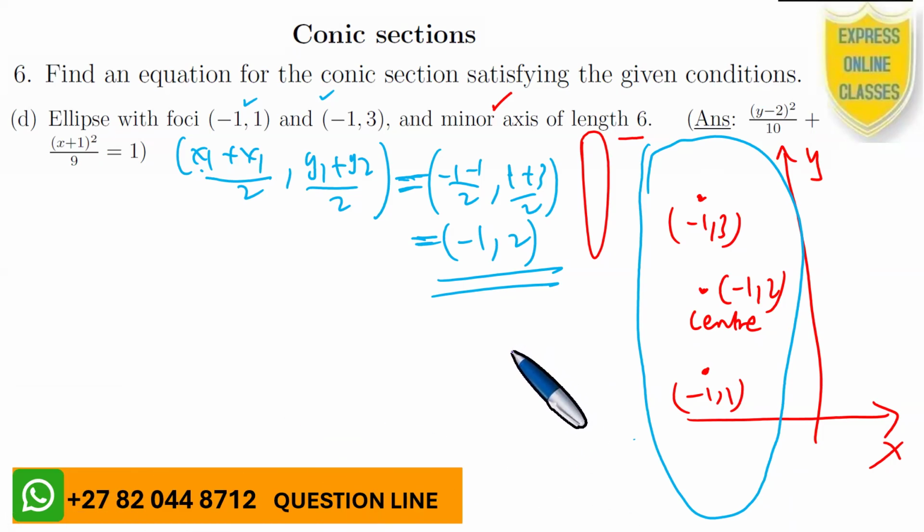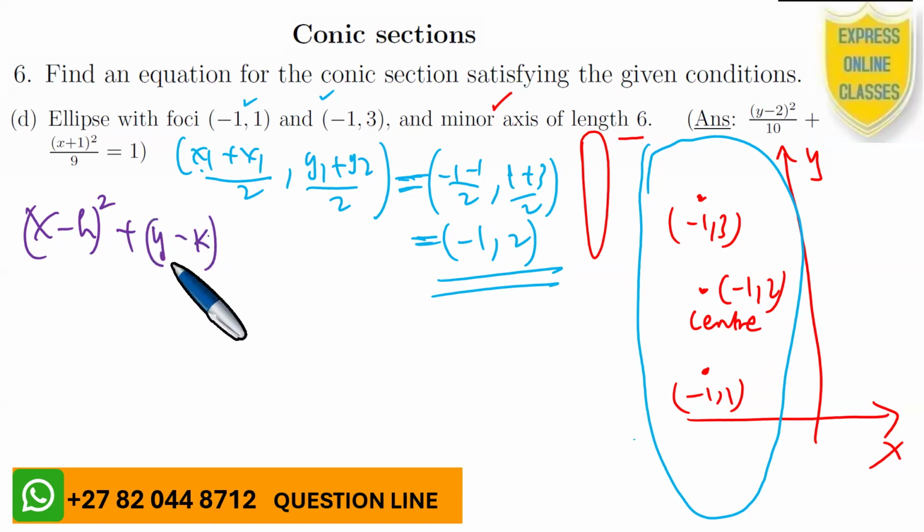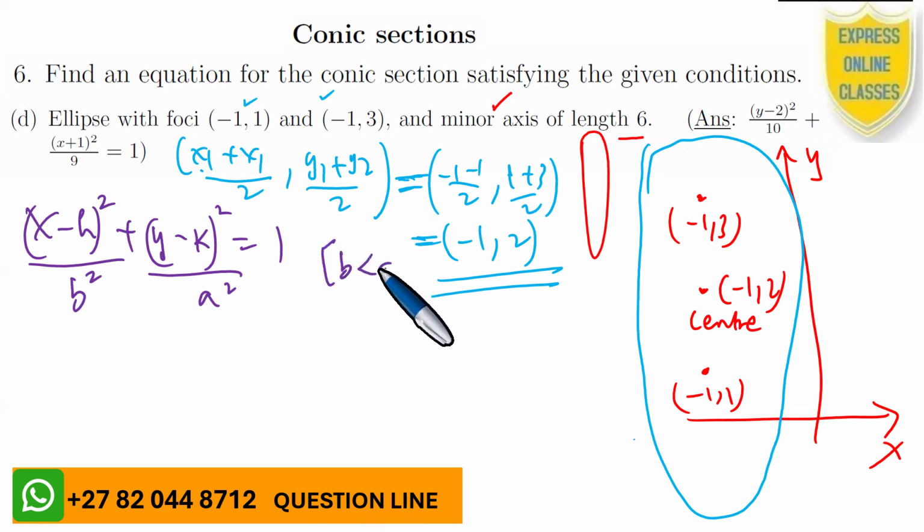Now, we want to get the equation. With the ellipse, there are two equations. Because it's longer vertically, you write (x minus h) over b squared plus (y minus k) over a squared is equal to 1. You decide where to put the a, but because it is longer vertically, the a is on the y side, and the x is smaller. So this is the equation you want to use, and obviously b is smaller than a.